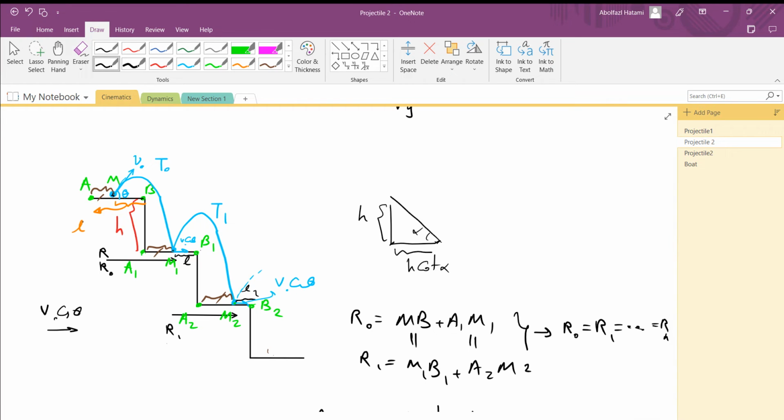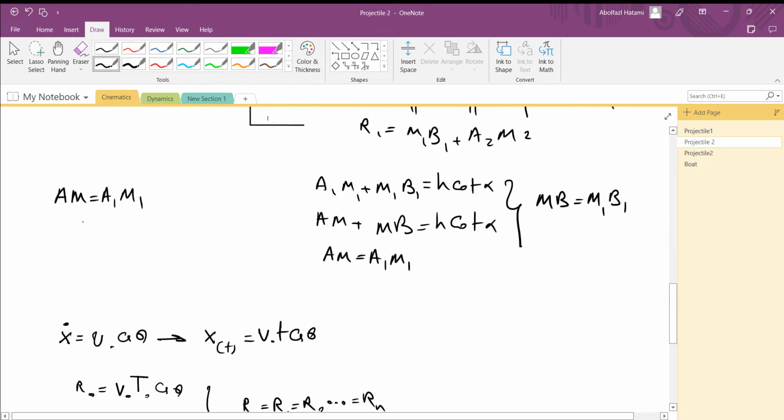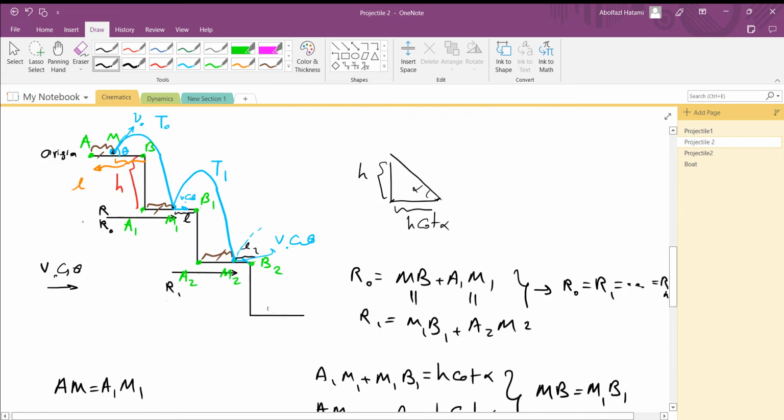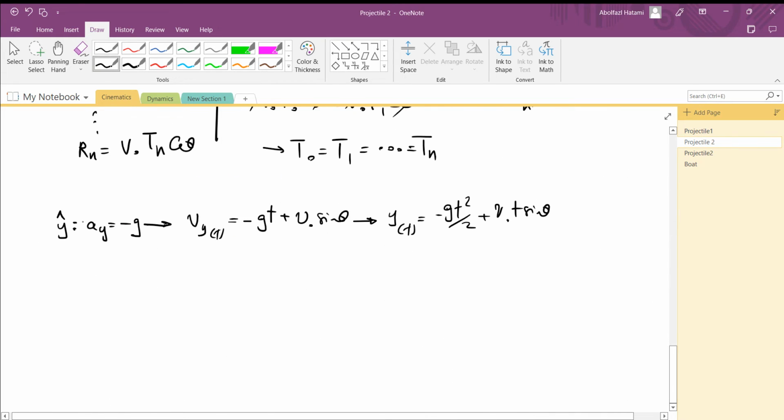So what is the time t0? It is the time at which our ball is at the place, if I put the origin here, minus h. Our y of our ball is minus h at time t0. So I can write minus h is going to be minus g t0 to the power 2 over 2 plus v0 t0 sine of theta.